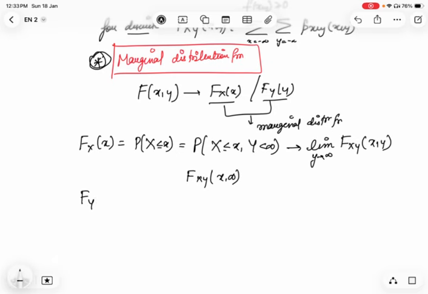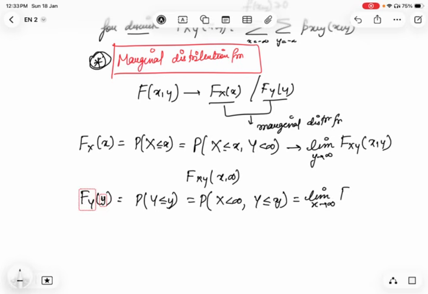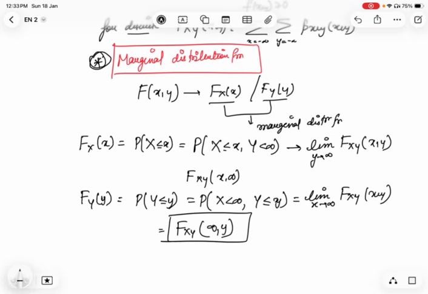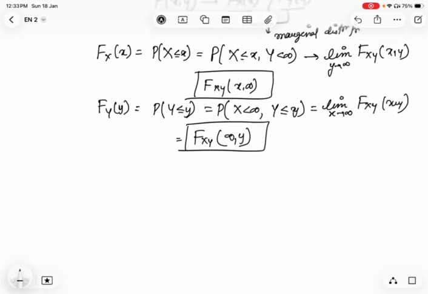So you can write it as F(x, infinity). Same when you have to calculate for y: the probability of Y less than y, you write X less than infinity and Y less than y. That is equal to the limit x goes to infinity of F(x,y), which is F(infinity, y). So this is the way to write the marginal distribution function.